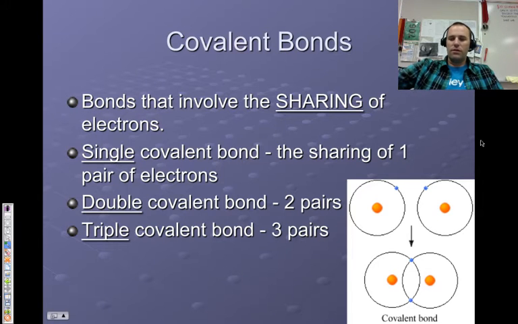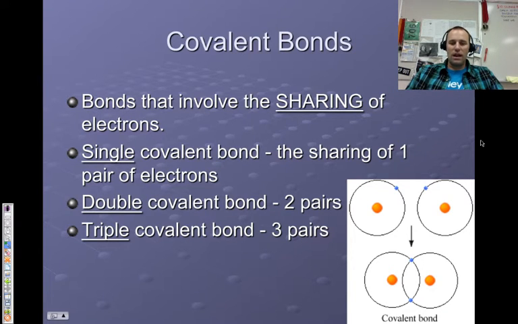So, just to review, covalent bonds involve the sharing of electrons, and you can actually have more than one bond between two atoms. You can have a single bond when they're sharing one pair of electrons. Now notice I said one pair. A pair means two, just in case you didn't know that. And a double covalent bond would then be two pairs, which is four electrons. A triple covalent bond would be the sharing of three pairs, which is actually six electrons.